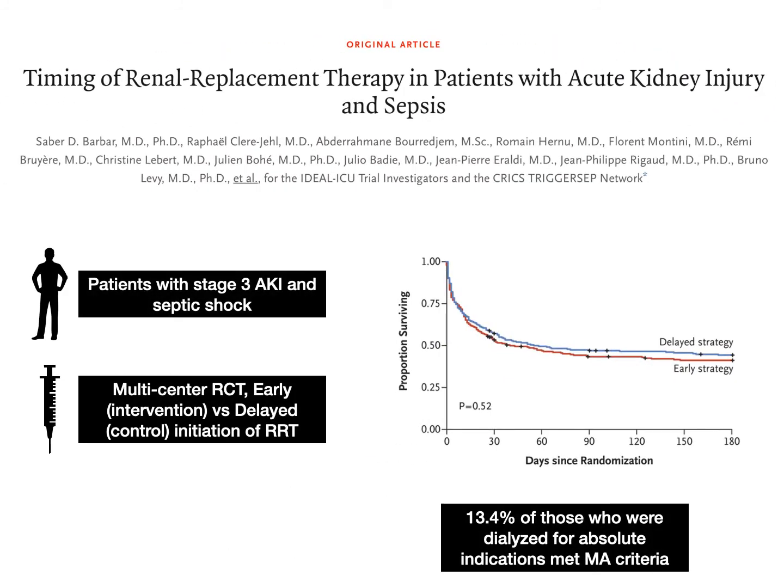Barbar et al. headed the IDEAL-ICU trial, which was also published in the New England Journal of Medicine. They enrolled patients with stage 3 AKI and septic shock, and they were also randomized into early versus delayed renal replacement therapy strategies. They found again that there was no difference in probability of survival between the two groups. In terms of acidosis, 13.4% of those who underwent renal replacement therapy had severe metabolic acidosis as the indication for renal replacement therapy.